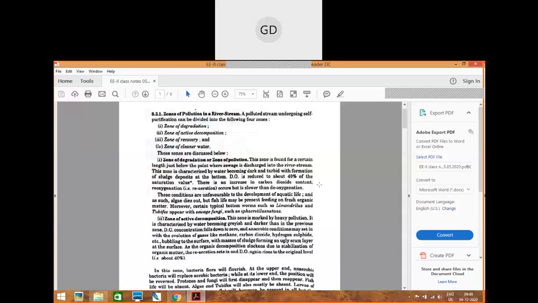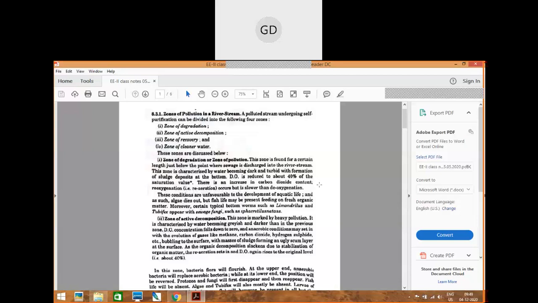And here the DO concentration in your zone of pollution or zone of degradation is reduced by 40%, we have learned, yes. But here the DO concentration falls down to zero, okay, and anaerobic conditions may set in with the evolution of gases. Like here anaerobic conditions are developing, with the evolution of what gases? Methane, carbon dioxide, hydrogen sulfide, etc., bubbling to the surface with masses of sludge formation and ugly scum layer at the surface.